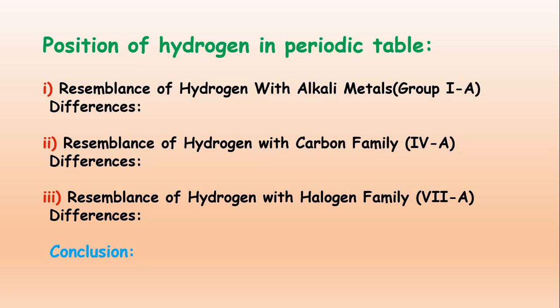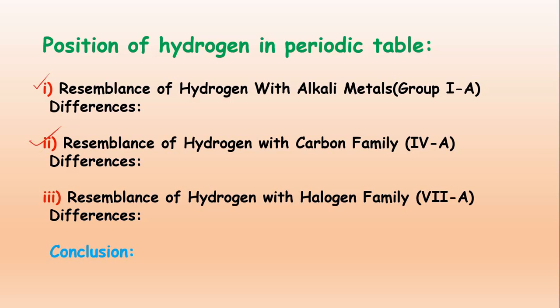So these are the outlines of the question. Position of hydrogen in the periodic table. We will discuss number 1, resemblance of hydrogen with the alkali metal group 1A. Hydrogen has similarities with the alkali metals, group 1A, and at the same time there are also differences. Second point, resemblance of hydrogen with the carbon family.